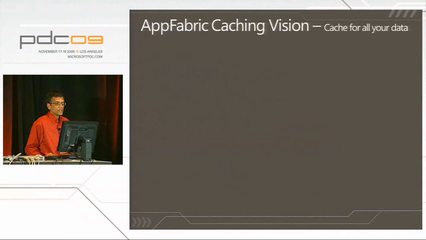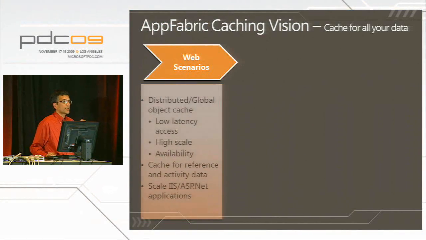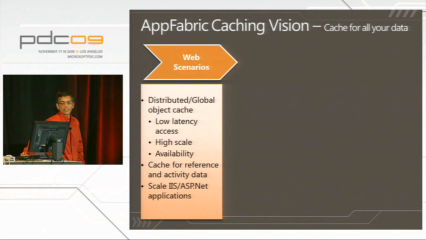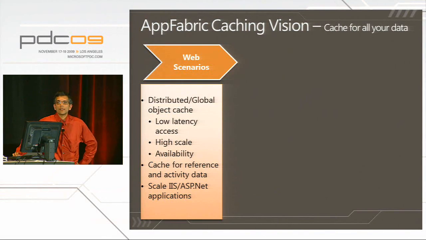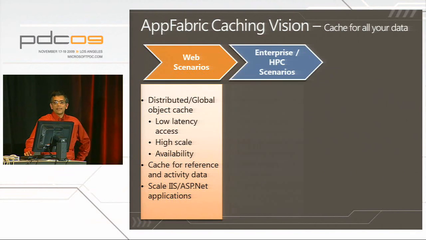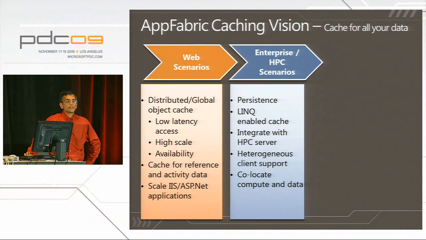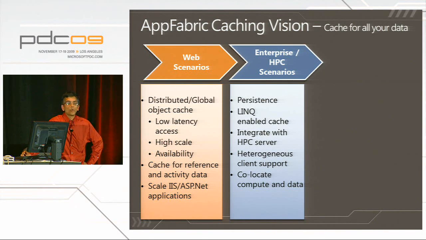So in conclusion, the vision is for us to give you a cache for all the web scenarios, your IIS, ASP.NET, so that you can have high scale, availability and low latency access. In the enterprise scenario, to give you persistence, like read-through and write-behind, integration with HPC, queries, something that'll probably come in the future, and co-location of computation and data.